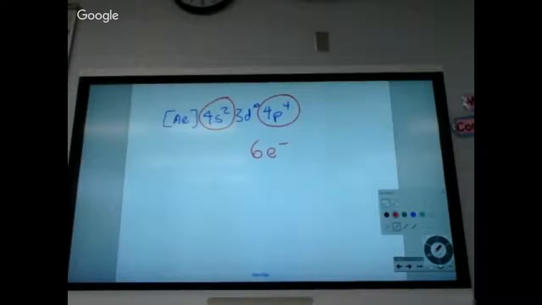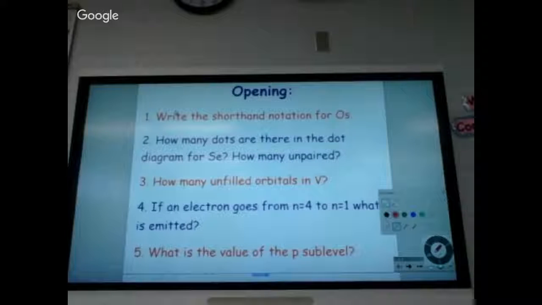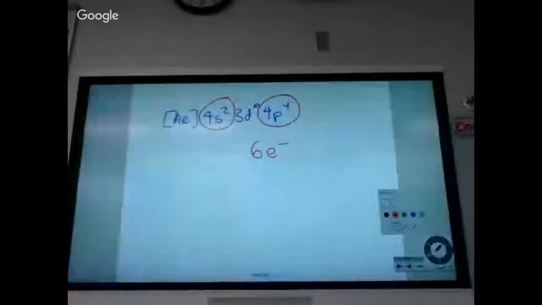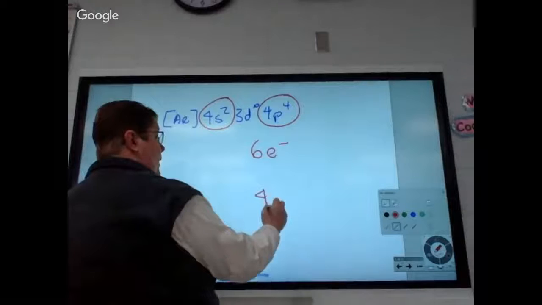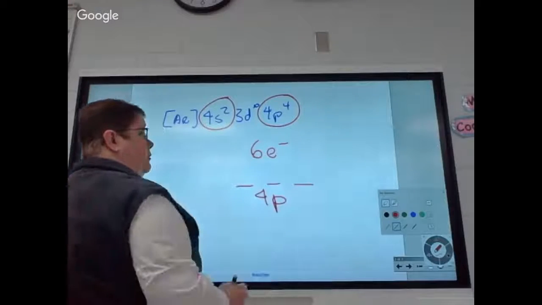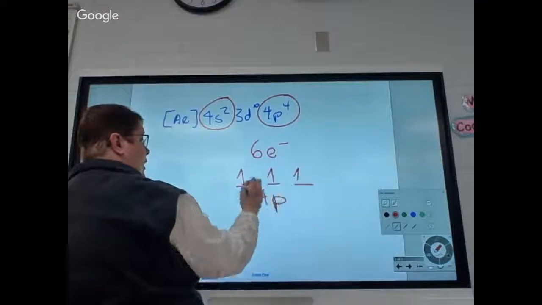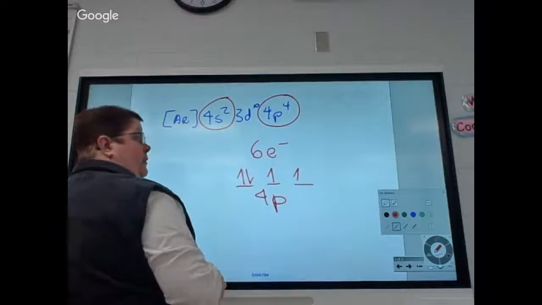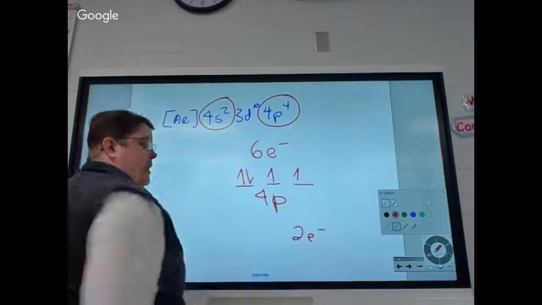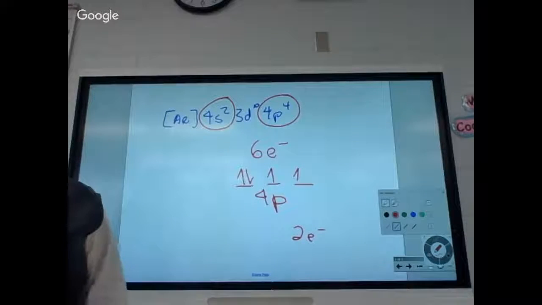Because the second part said, how many are unpaired? How are we going to figure out how many are unpaired? Most people would probably draw the arrows. 4p has how many arrows? 4. So 1, 2, 3, 4. So how many are unpaired? 2. Now, some of you see that in your head and wouldn't need to draw it at all. But if you can't see that in your head, draw it.